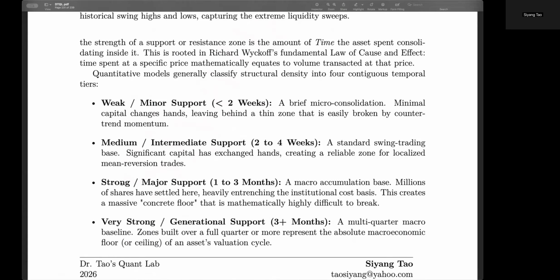Stop trading invisible lines and start trading institutional zones. In our next section, we will mathematically define exactly what constitutes a valid swing high and swing low. See you in the quant lab.